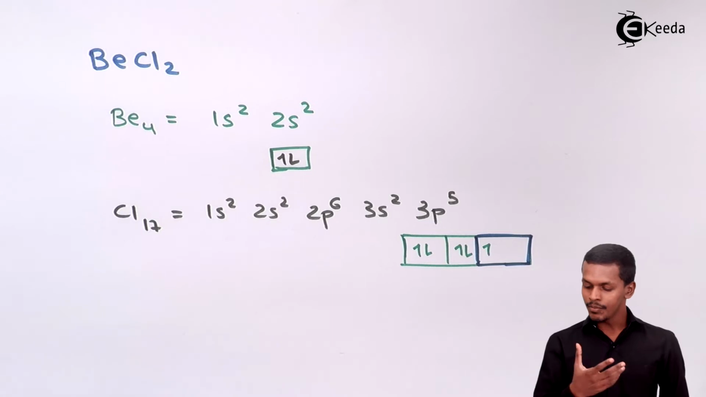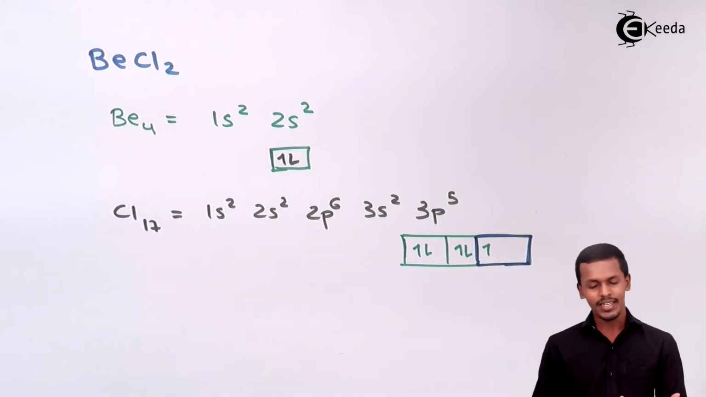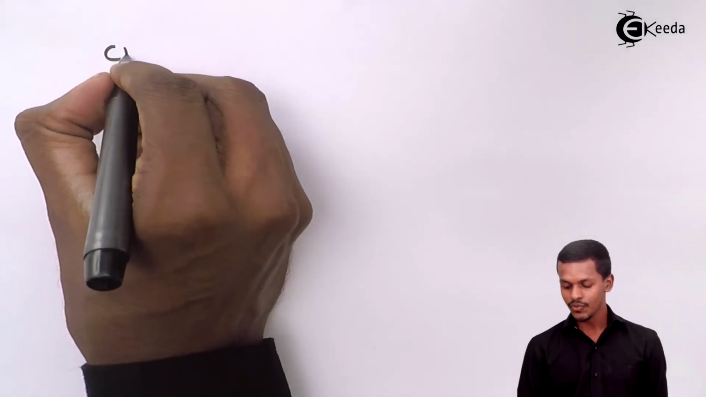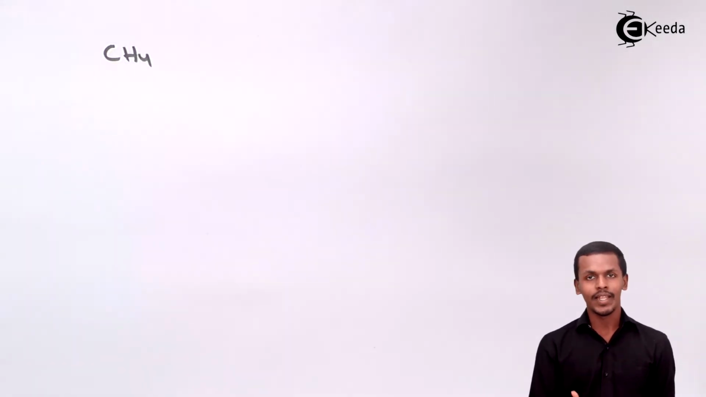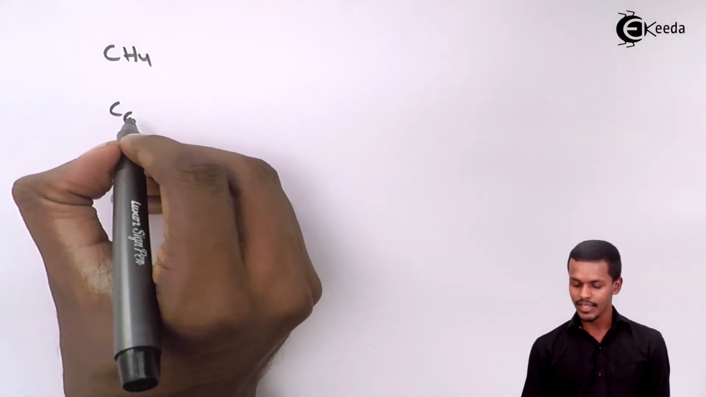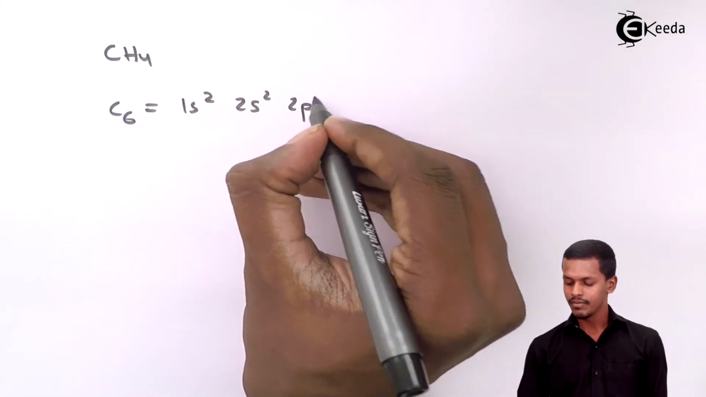And talking about another molecule like CH4, I would write it over here just to give you a glimpse of why we are studying hybridization in such depth. Talking about CH4, hydrogen, as we know, consists of one unpaired electron. And carbon has an electronic configuration of 1s2, 2s2, 2p2.